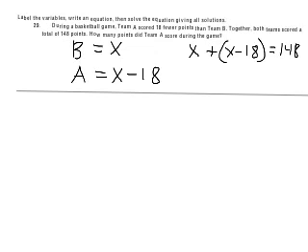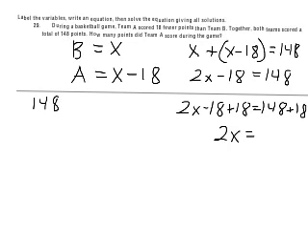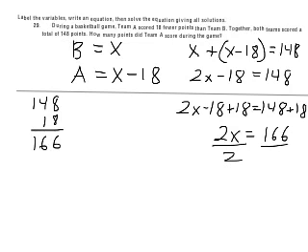Alright, so we solve this. 2x minus 18 equals 148. Add 18 to both sides. 2x minus 18 plus 18 equals 148 plus 18. So 2x equals, you have to add this up, 166, and then divide both by 2, cancels, we get x equals 83.